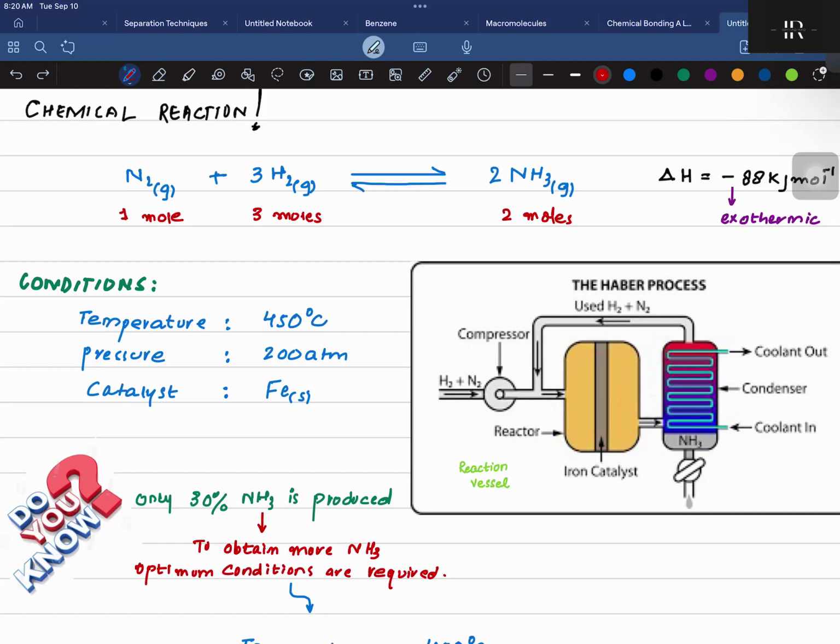But when the industry is opened and the work has started, you notice that only 30% ammonia is produced. Oh my God, how much money I have invested, and I'm only getting 30% of the product. How can I increase the amount of product? How can I increase the yield of product? Yield means amount of product, right? The Le Chatelier's principle is here to help you out regarding this matter.